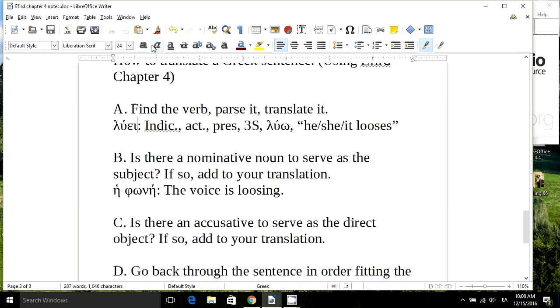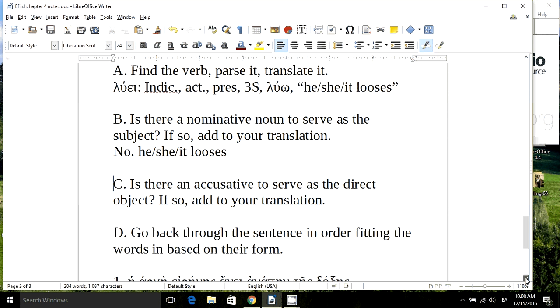Likewise, there doesn't have to be a nominative. If there's no nominative, then the translation just remains he, she, or it looses. And we're going to have to wait for the rest of the sentence to see if we can figure it out. So if there's nothing, you just write no. And so my translation remains he, she, or it looses. Is there an accusative to serve as a direct object? If so, pop that into your translation. And then D, we go back through the sentence in order, fitting in the words based on their form.